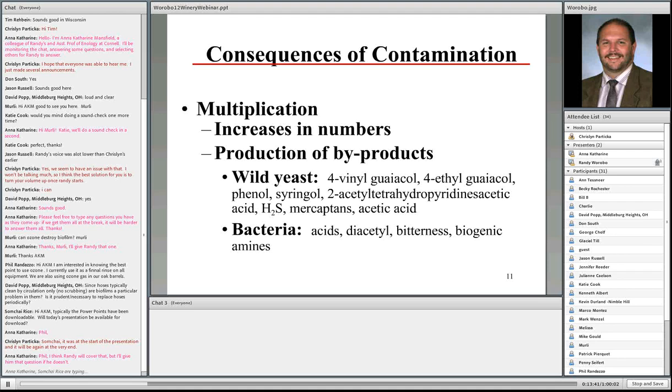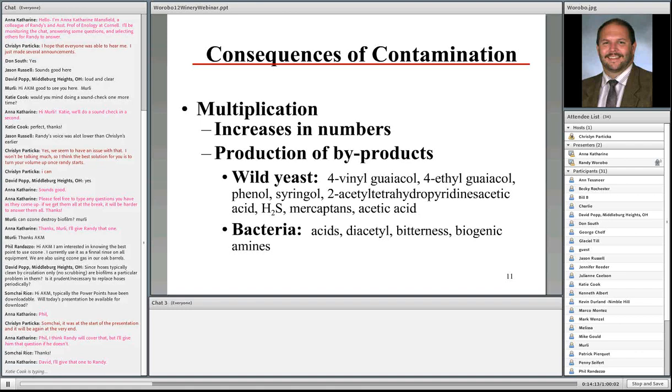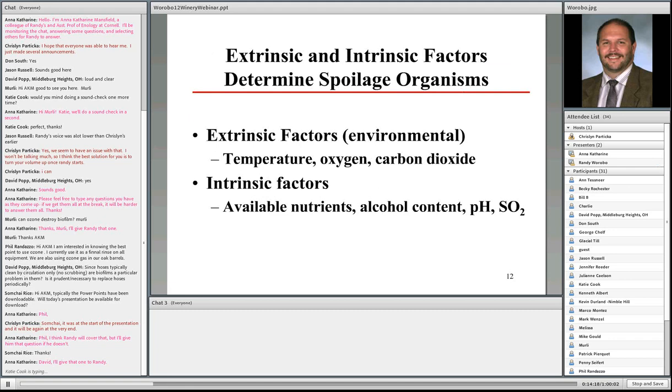So what happens when contamination actually occurs in the wine? Well, obviously they're using the wine as a nutrient source, so they increase in number. Some of the off flavors and off odors that are associated with wild yeast growth are 4-vinyl guaiacol, 4-ethyl guaiacol, phenol, syringol. You can also have hydrogen sulfide, acetic acid, and mercaptans. More associated with wine spoilage bacteria, you can have acids, diacetyl, bitterness, and biogenic amines. So these are the whole gamut of possible defects that might be associated with your finished product.